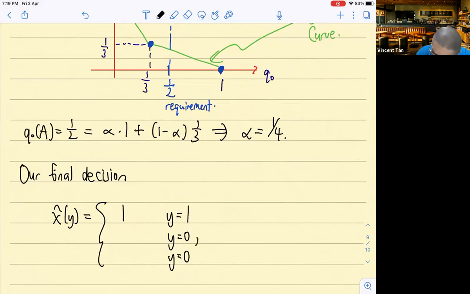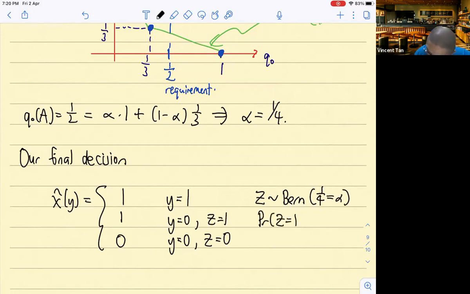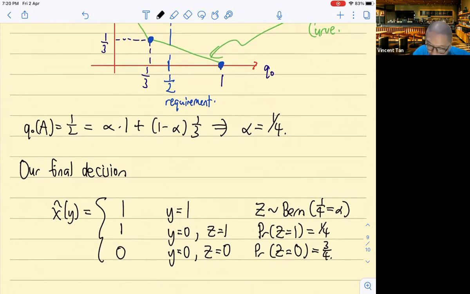So here under the ML rule, let's say z is equal to 0. I'll explain what z is in a moment. Here we say 0 and here we say 1. So z here is a certain Bernoulli random variable with probability alpha equal to 1/4. So that is the alpha, which is equal to 1/4. And here the probability z is equal to 1 is 1/4, and the probability z is equal to 0 is 3/4. So what happens here is that we will use the ML rule.